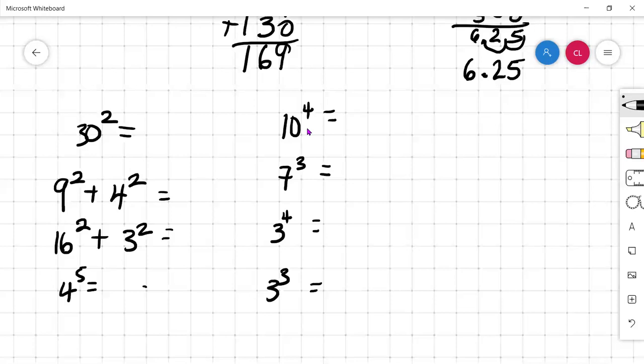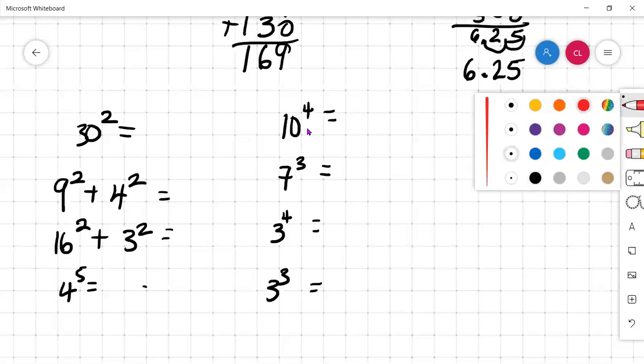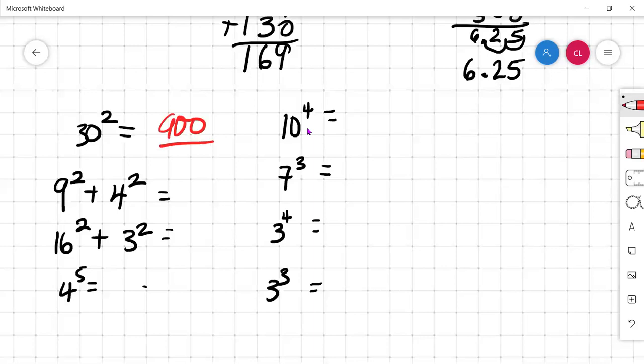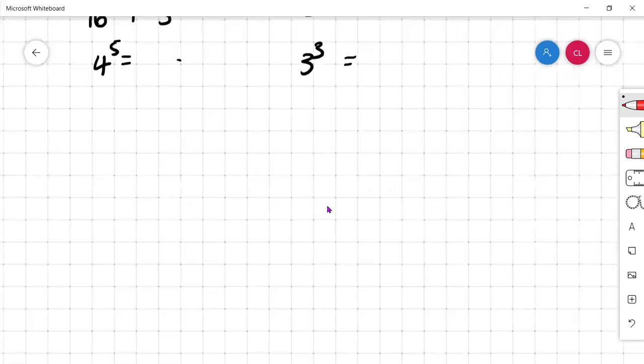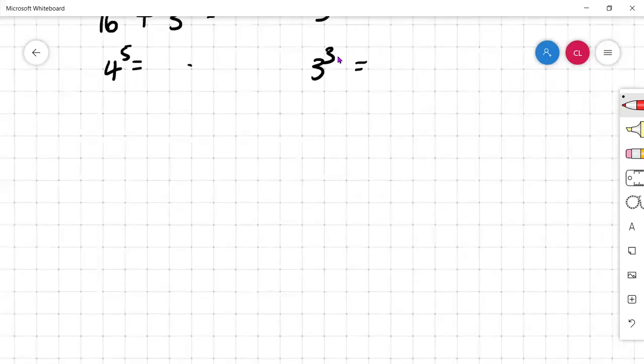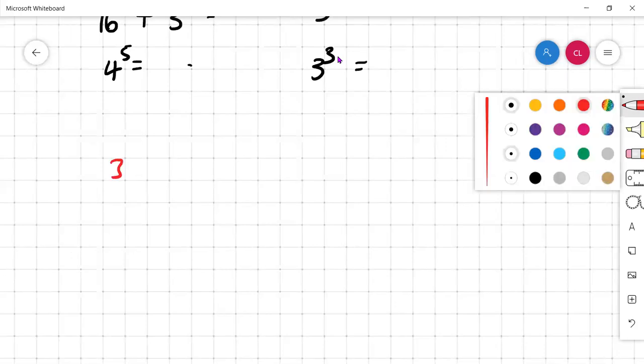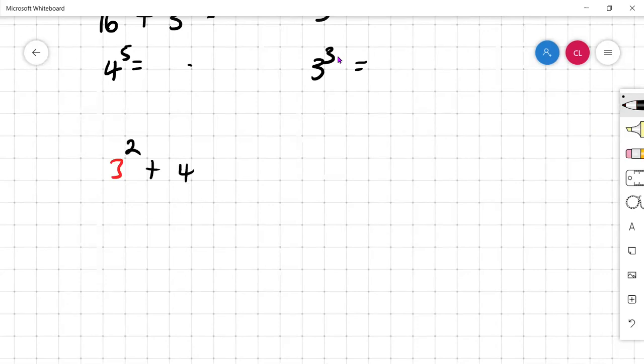Can somebody already tell me what the answer for the first one is? 900. So for this already, we know that this is 900. Why? Because we did work that out before. Simple, not true? So since it's so simple, in the 4 minutes that we have, let me give you one to do so we can do one together here. Let's say 3 squared plus 4 squared plus 5 squared.